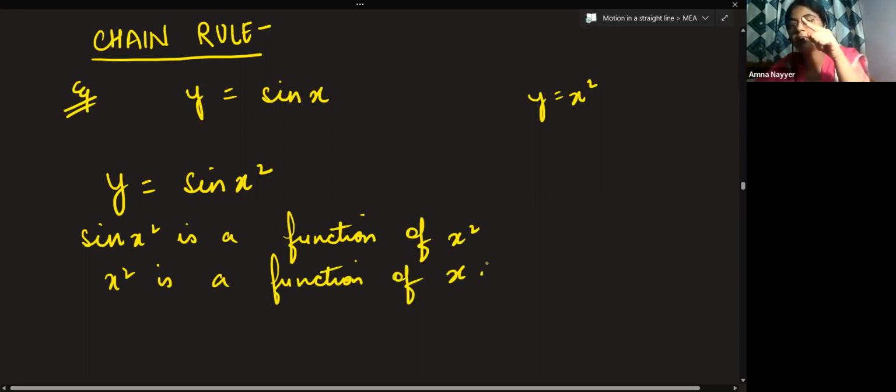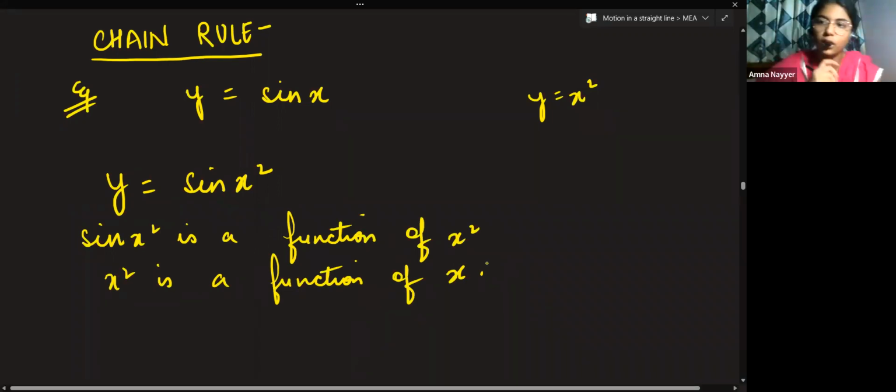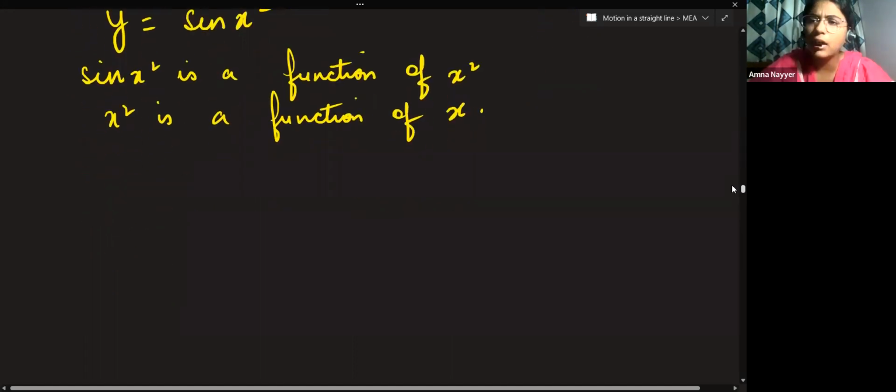This is the chain. Sine x square is the function of x square, then x square is the function of x. So this is the whole chain that we are talking about. So this chain we have to solve. Solving is easy. This is not that tough. After you studied the quotient rule, this is not a big formula.